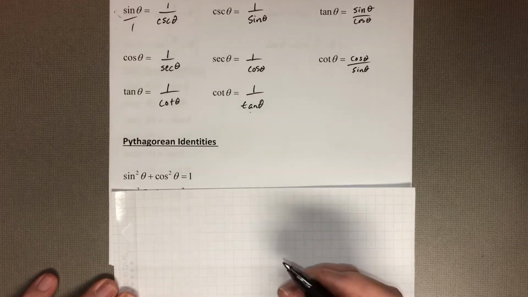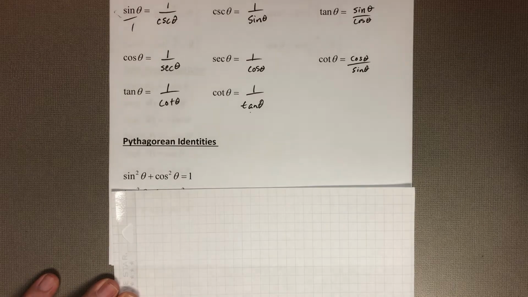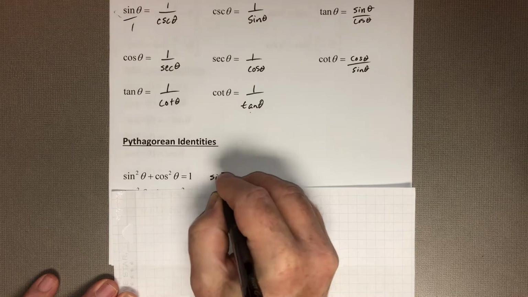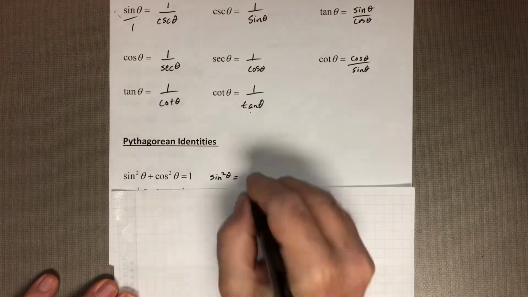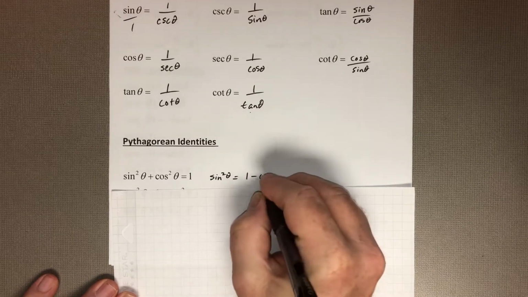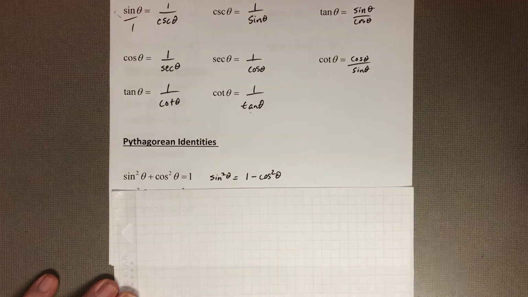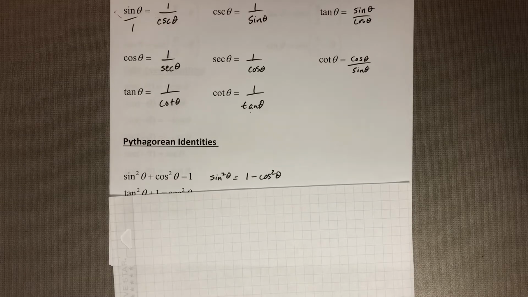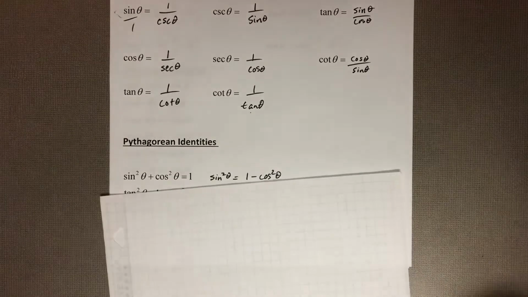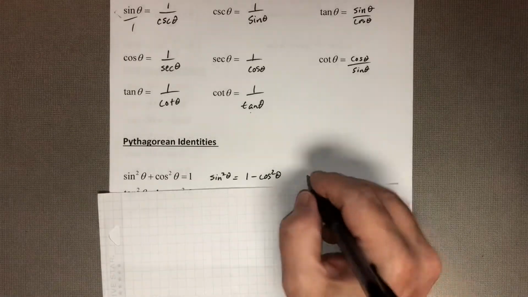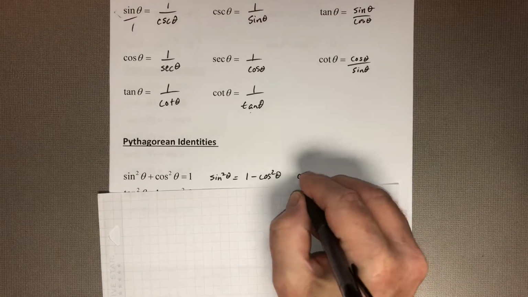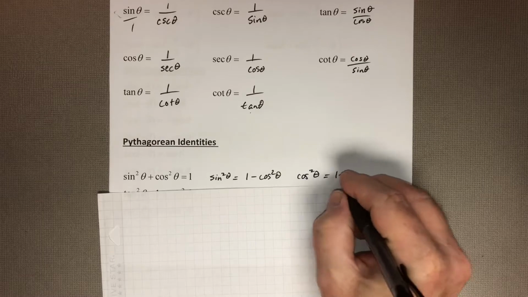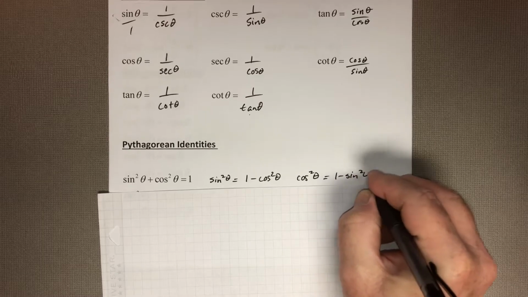I could solve it for the sine squared of theta by subtracting the cosine squared of theta on each side. If I did, I'd have the sine squared of theta on the left is equal to 1 minus the cosine squared of theta on the right. So that's another identity that you should know. We could have also solved it for the cosine squared of theta, which would have said the cosine squared of theta is equal to 1 minus the sine squared of theta.